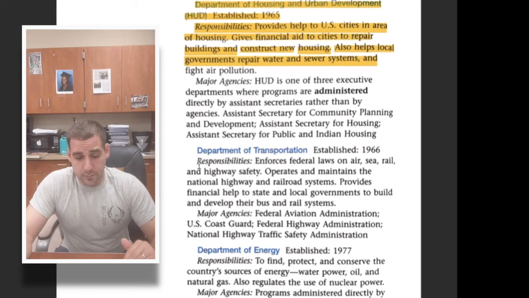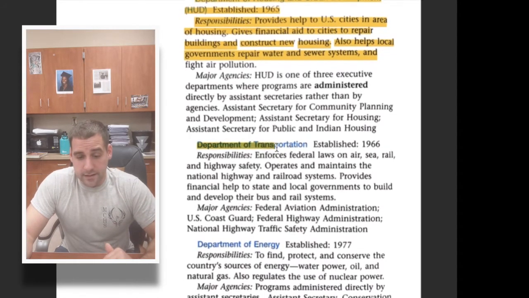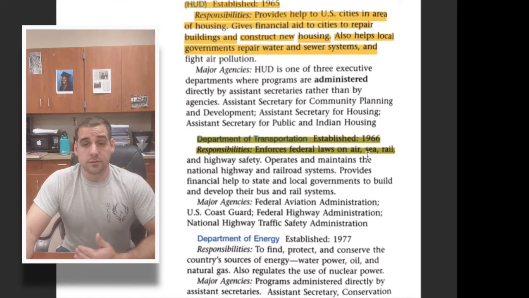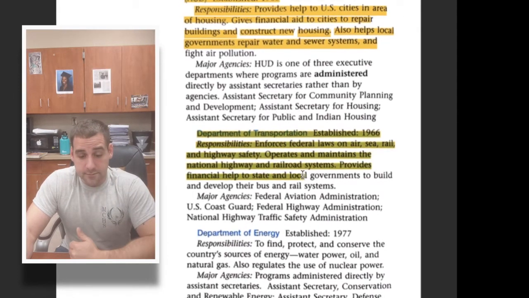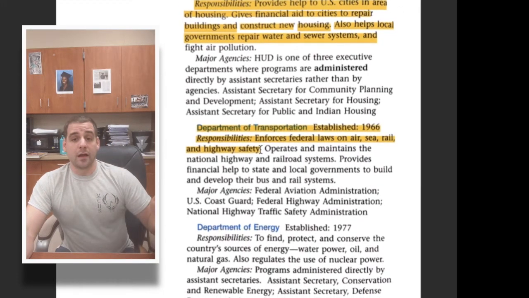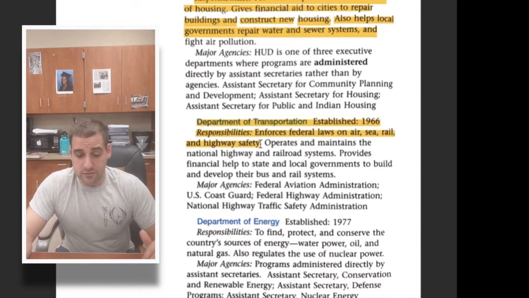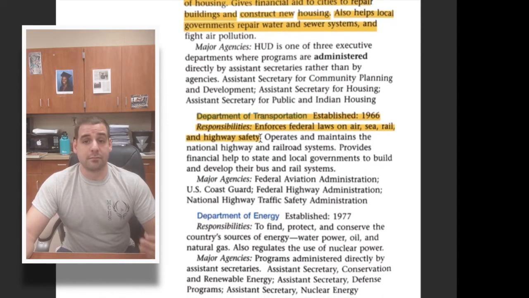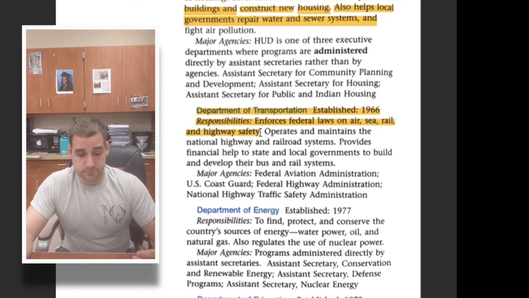The next one is the Department of Transportation. They deal with transportation through multiple different methods. It could be the highway, the airways, the railroads, the boats, and their job is to make sure that all of those things are maintained and kept in order.